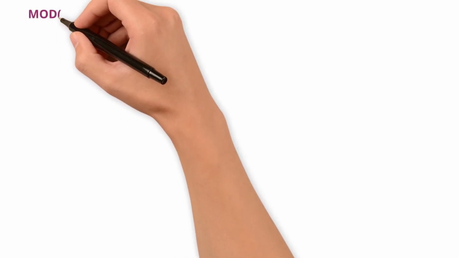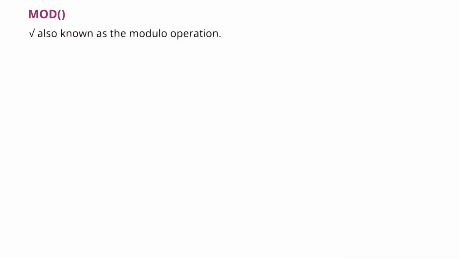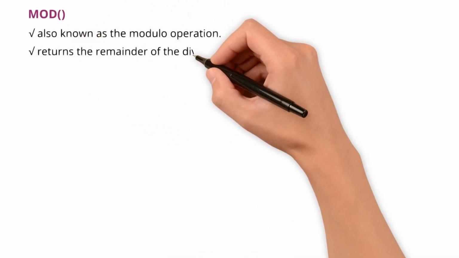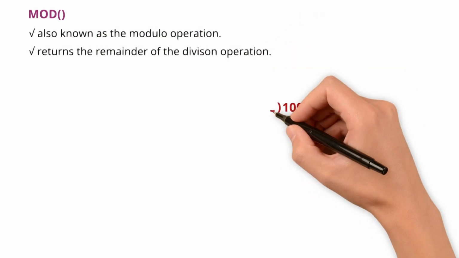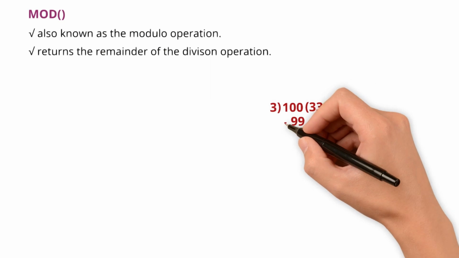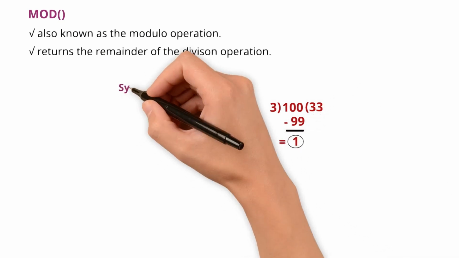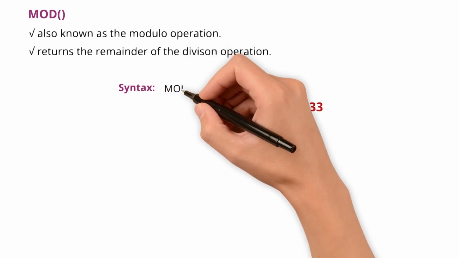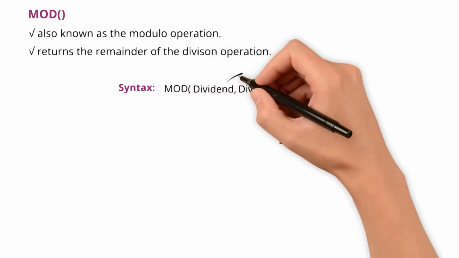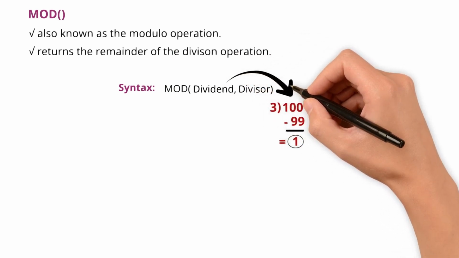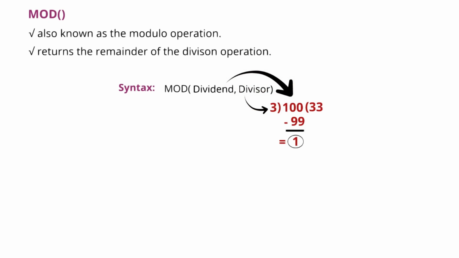Next, the mod function. It is also known as modulo operation, which returns the remainder of the division operation between two numbers. It calculates the remainder when one number is divided by another. The syntax is mod of dividend, comma divisor. Here dividend is the number to be divided and divisor is the number by which the dividend is divided.